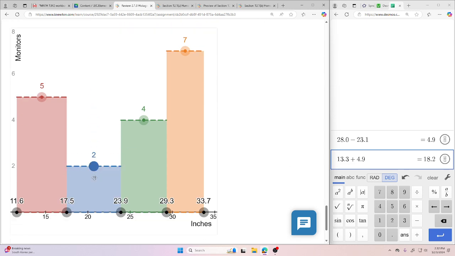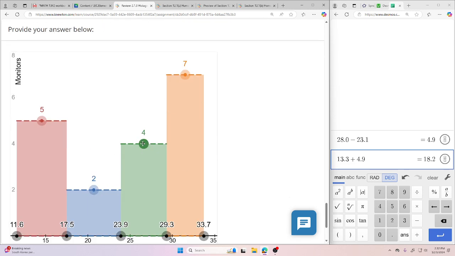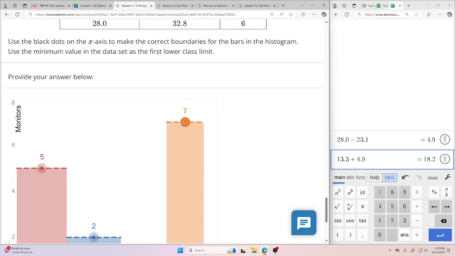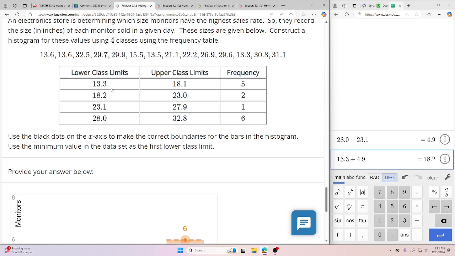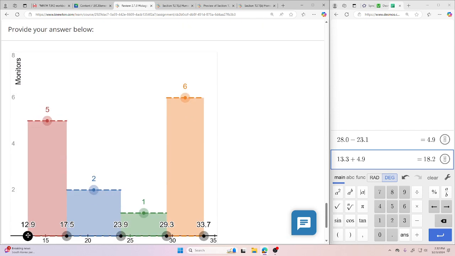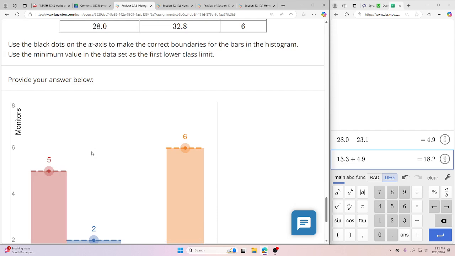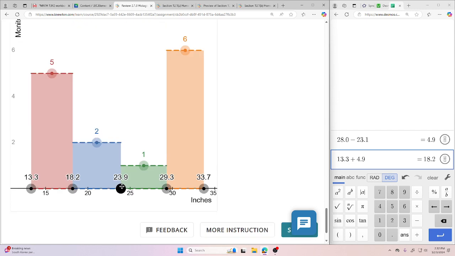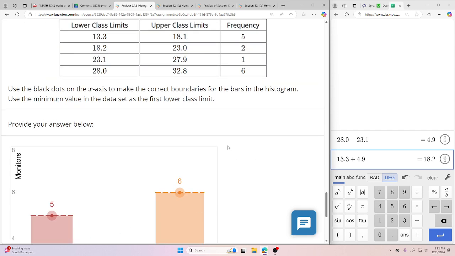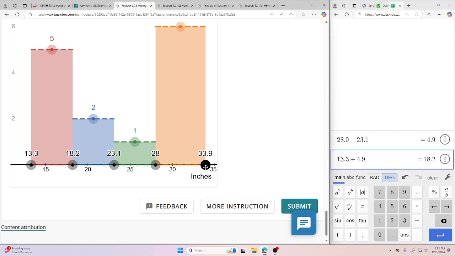So the heights are going to be these heights over here. It's a new set of numbers, and so it looks like that. And then I need to move these around. So 13.3, I think they're wanting the lowers. Oh man, this is me getting old now. 18.2. Okay, so far so good. 23.1. Okay, good. And then 28. Okay. Wait, the last one.